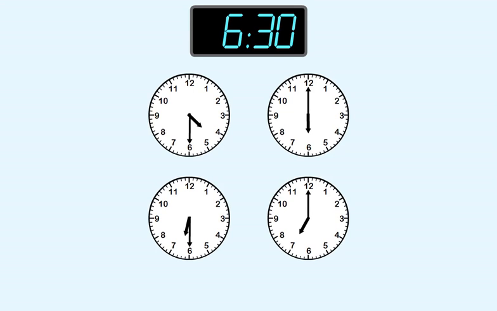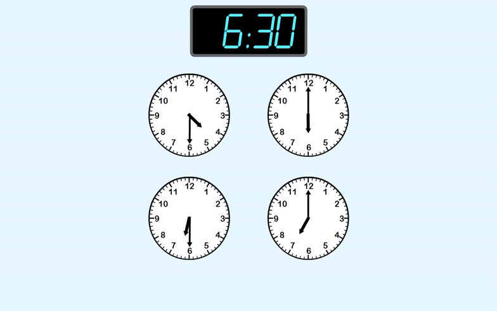On this clock, the short hand points to 7, and the long hand points to 12. So this one shows 7 o'clock, not 6:30. On this clock, the short hand is between 4 and 5. So it can't be 6:30.